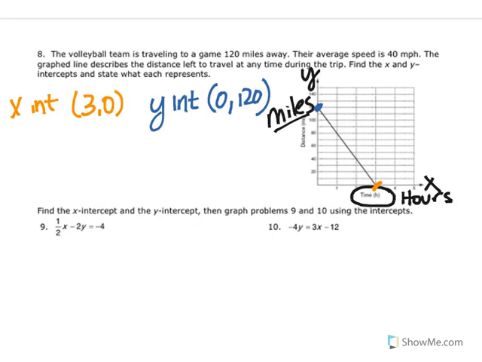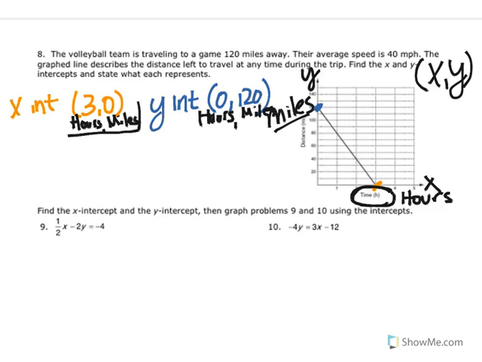Now it says, what do these mean? Well, the easiest way to figure out what it means is to look at our titles. Remember, a coordinate pair is always x, y. So this 3 is the x, and that's the number of hours. And this would be the number of miles that the team still has left to travel. This is hours, miles.